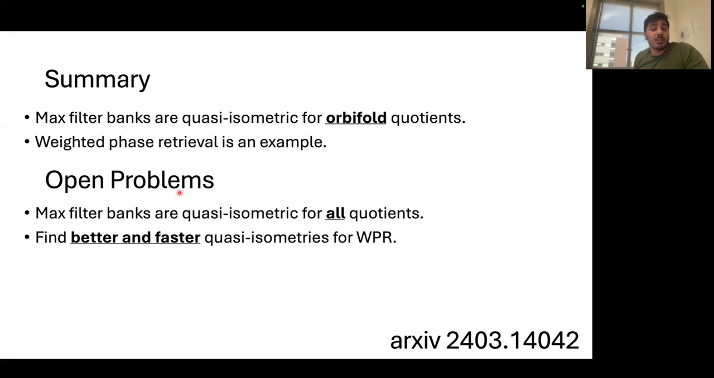And what are better and faster quasi-isometries for weighted phase retrieval? It has applications in cryo-EM. So it's also open to compute really good quasi-isometries. The max filter banks are an example, but what are other examples? So I'll leave you with that, and I'm happy to answer any questions.